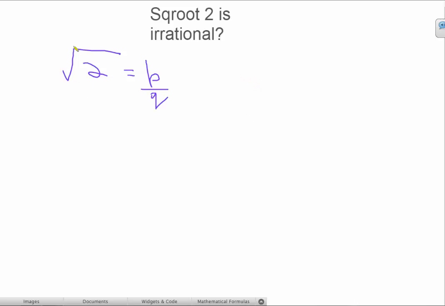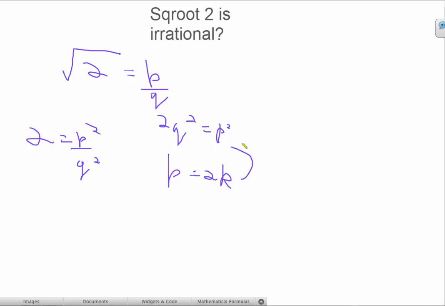So first off, we'll square both sides, so we end up getting 2 is equal to p squared over q squared. So we get 2q squared is equal to p squared, and from here we can see that p squared is even, because on the left hand side we have a 2, and therefore it follows that p must also be even, so we can write that as p is equal to 2k.